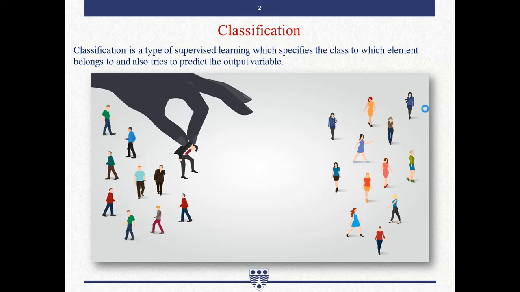To make it simple, it's just like trying to classify a dog from a cat from a data set. Or you want to classify good wine, bad wine, normal wine. You want to classify a male from a female and others. So that is classification.